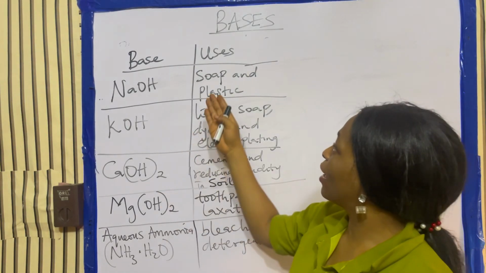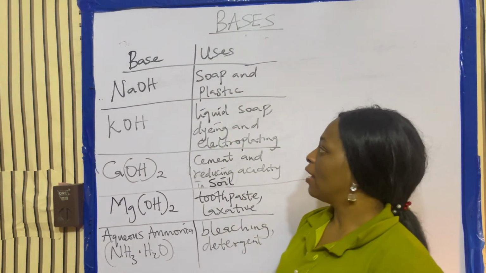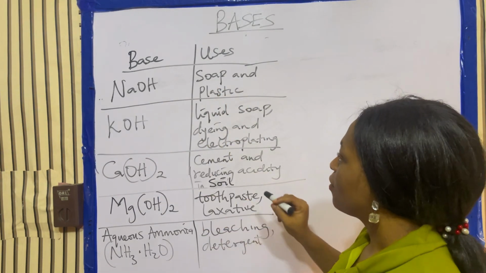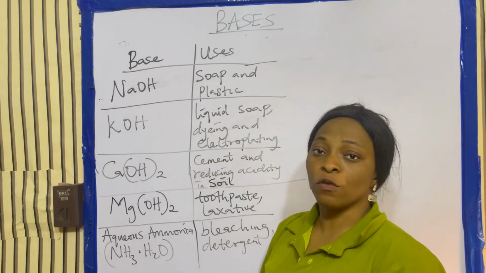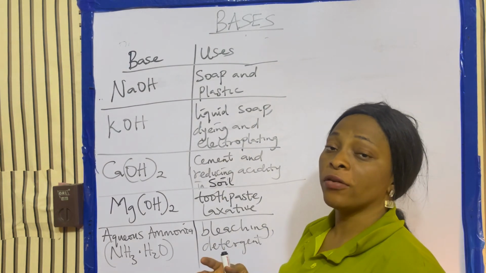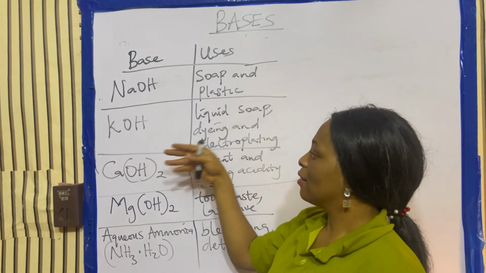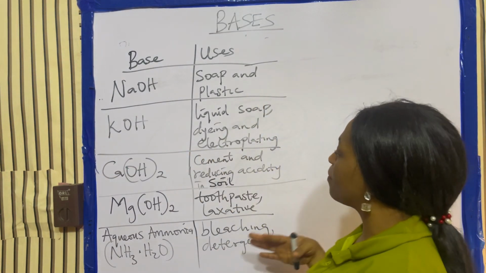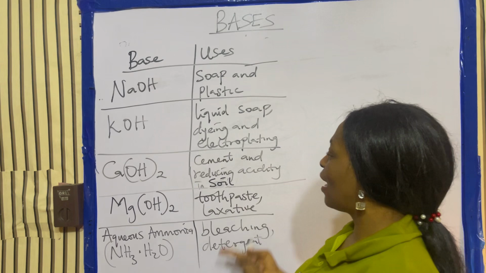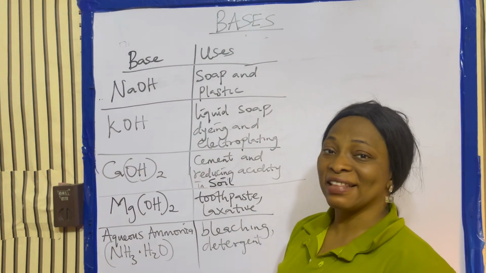Now we have sodium hydroxide. Sodium hydroxide is used in making soap and plastics. Potassium hydroxide is used in making liquid soap, dyeing, and electroplating.